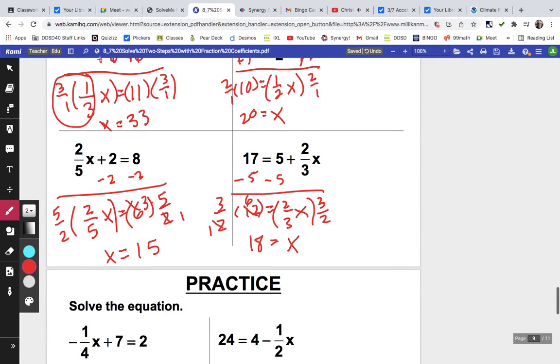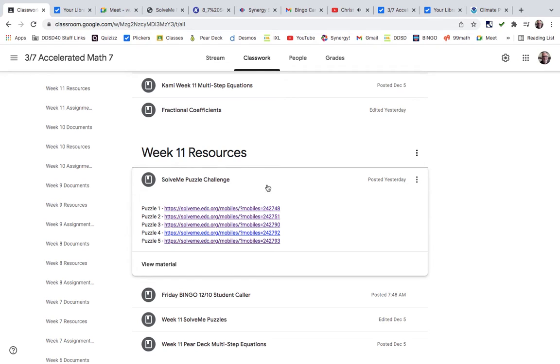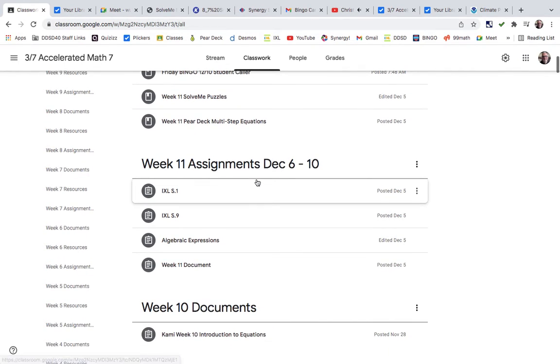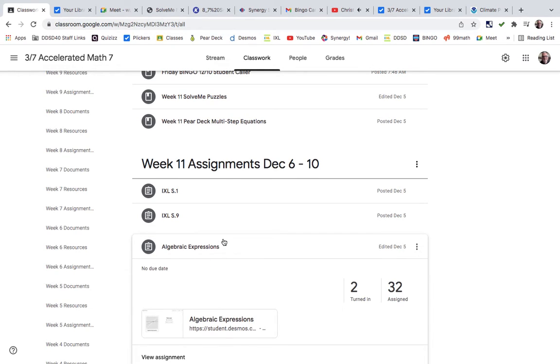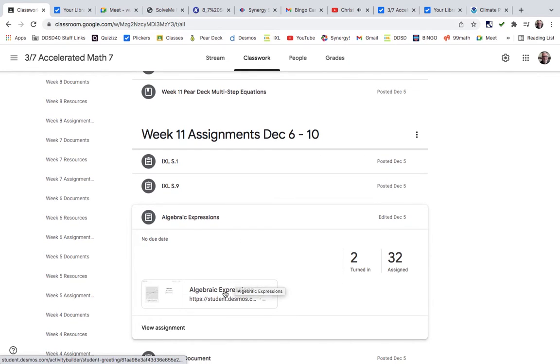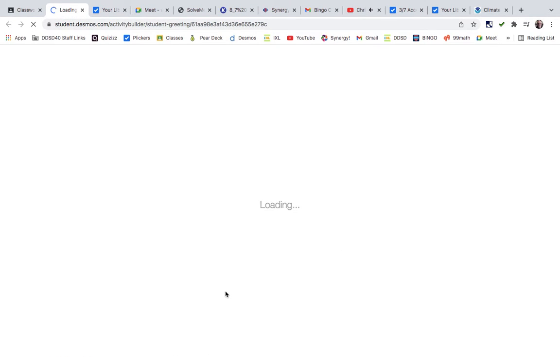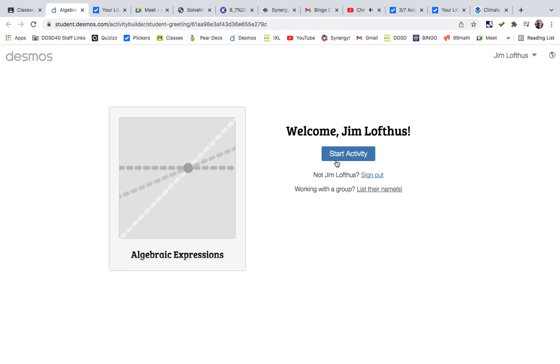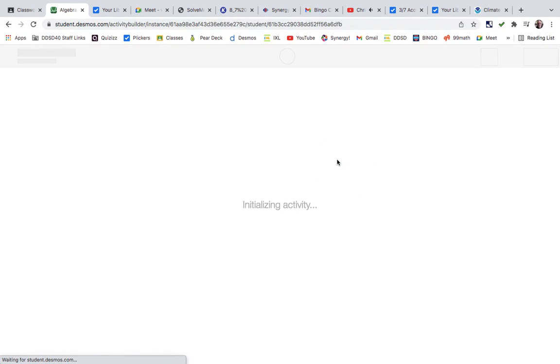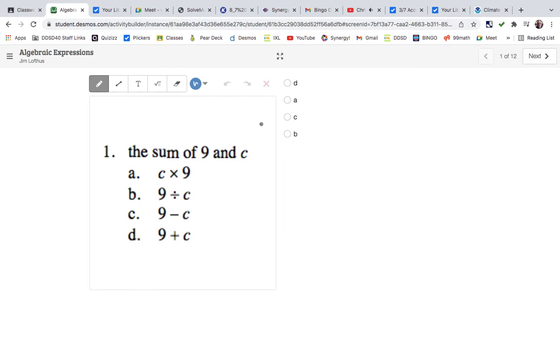Another thing that we did in class today was we worked on algebraic expressions. Desmos called algebraic expressions. And the sum of 9 and c is we add them together, so that's d. These got put in some strange order, so be careful about that.